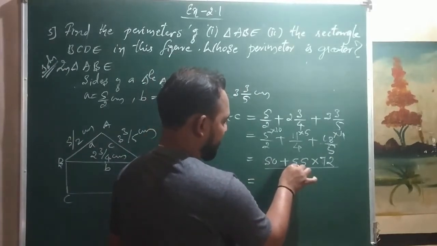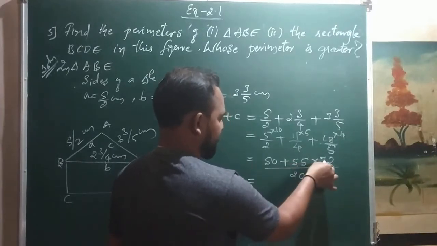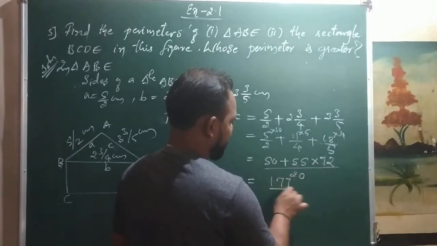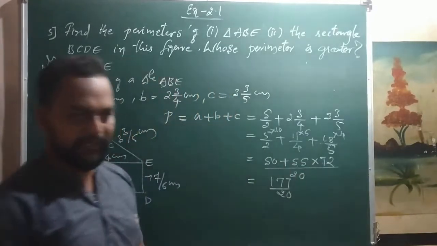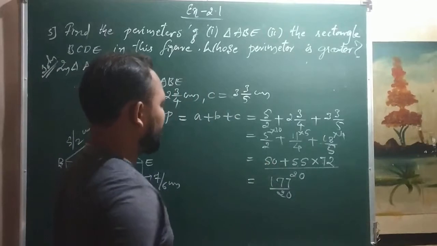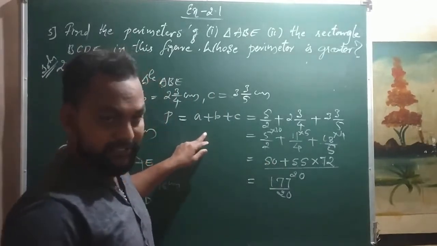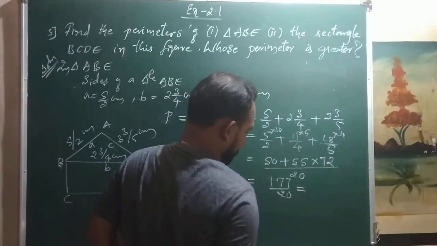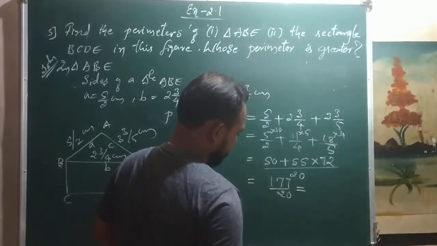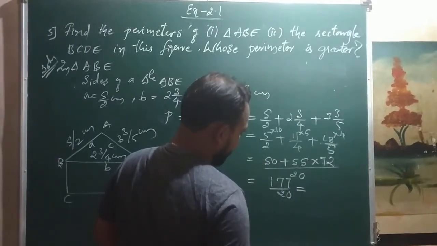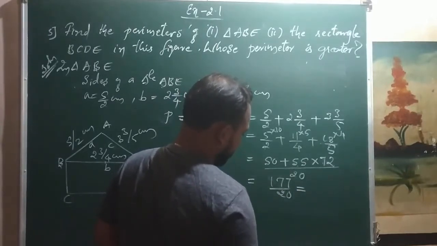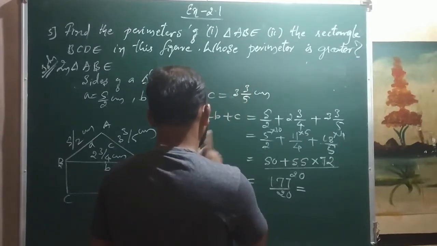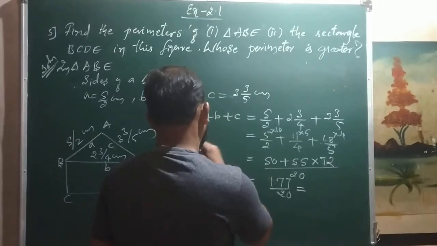100 plus 70, then 177 by 20. 177 by 20 is the perimeter of the triangle. Here 177 by 20, check for cancellation. Then write in the simplest form.